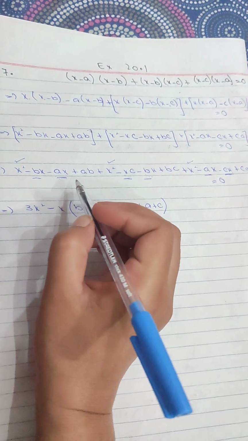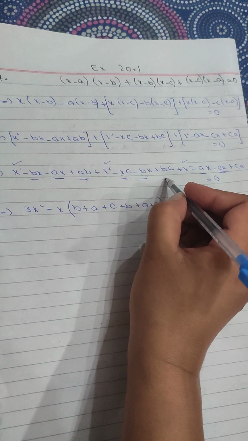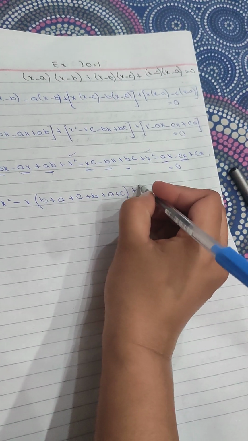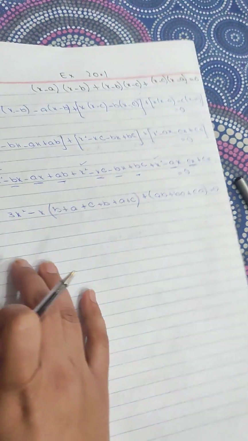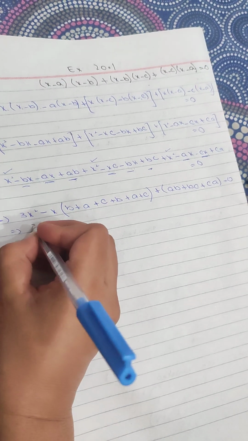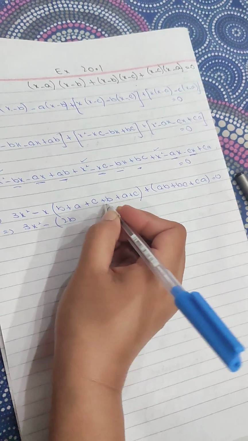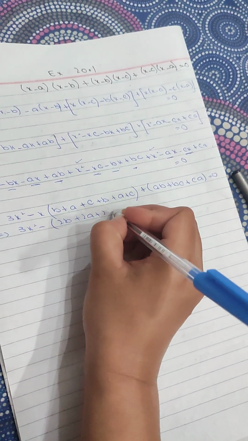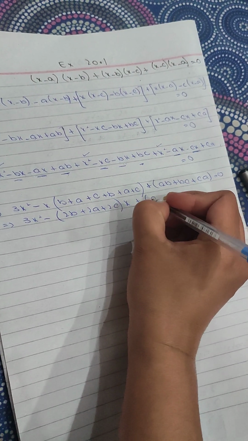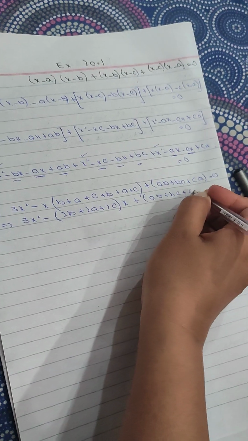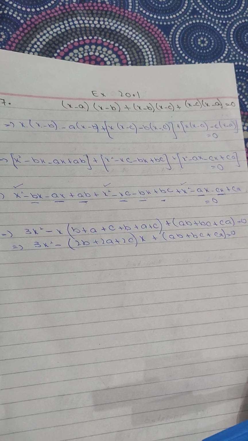Now all constants, which are without x square or x, will be written together. So the values are ab, bc, and ca. ab plus bc plus ca is equal to 0. 3x square minus b plus b will be 2b, a plus a will be 2a, and c plus c will be 2c, and x. And the last constant as it is, ab plus bc plus ca is equal to 0. Now you can see from the given equation we have created a quadratic equation.